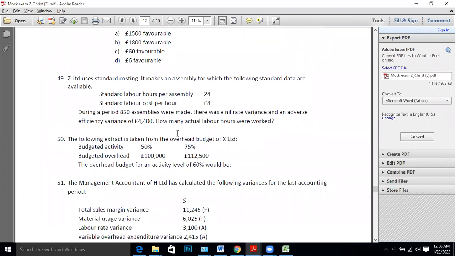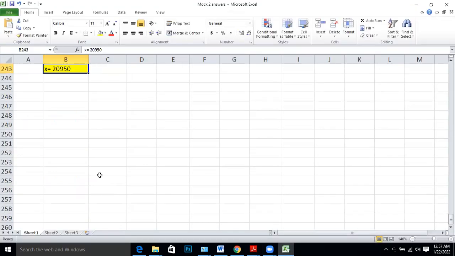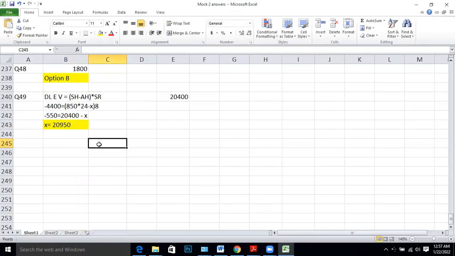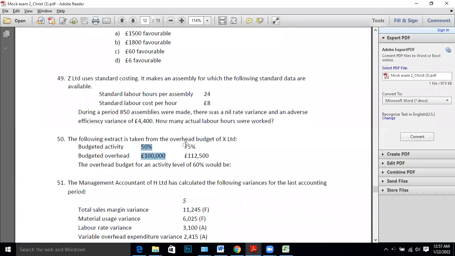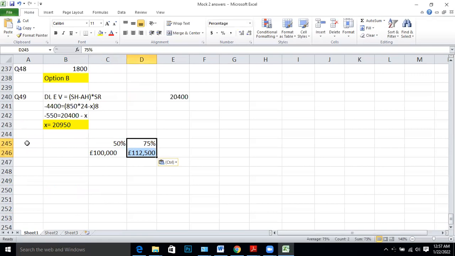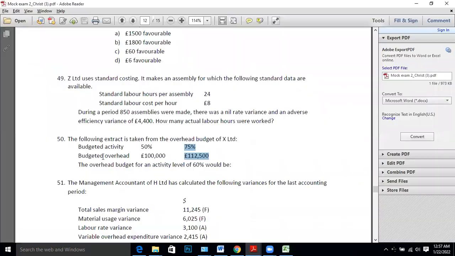The following extract is taken from this: 50%, 75%. They are asking for 60%. 50, 75. Let's copy the numbers. The question is to find the cost for 60%.